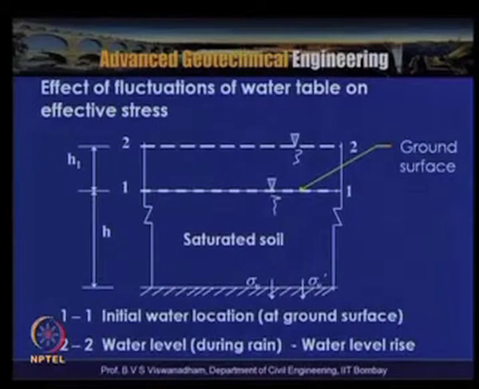Here in this slide, a saturated soil strata is shown, with the vertical stress sigma V at this point, and at this plane where Z is equal to H1 plus H, we need to determine sigma V and sigma V dash. Line 1 is the initial water location at ground surface and line 2 is the water level during rain. So there will be a rise in water table from 1 to 2.